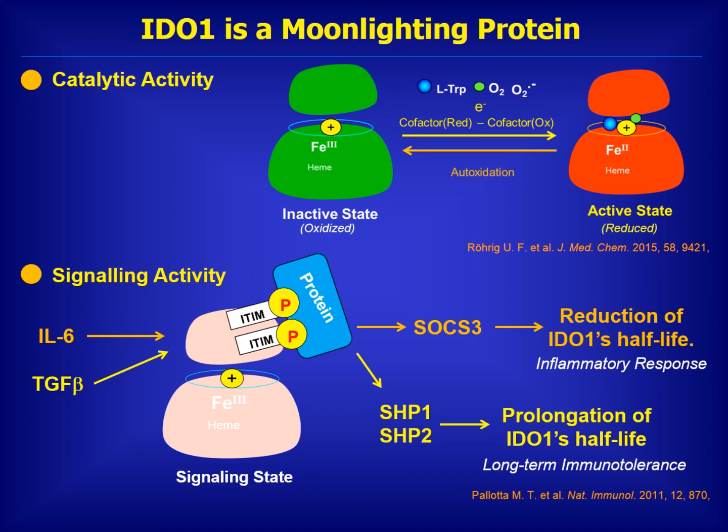Upon the interaction with SOCS3, we have the reduction of IDO1 half-life and inflammatory responses. Upon the interaction with SHP phosphatases, we have the prolongation of IDO1's half-life and then long-term immunotolerance.